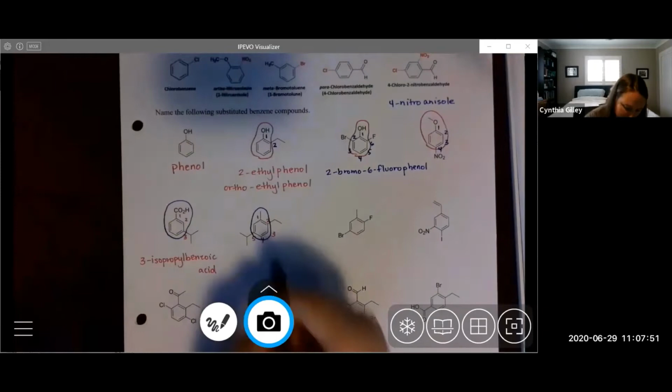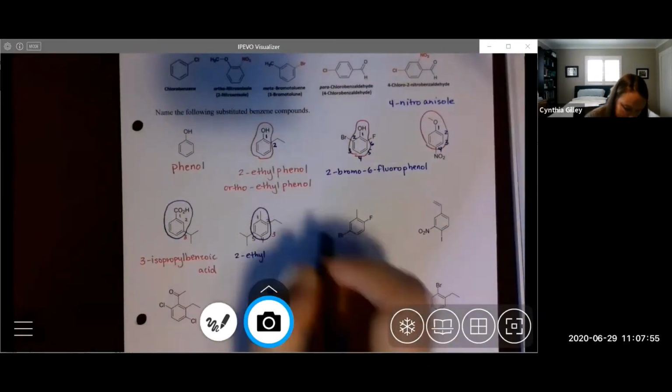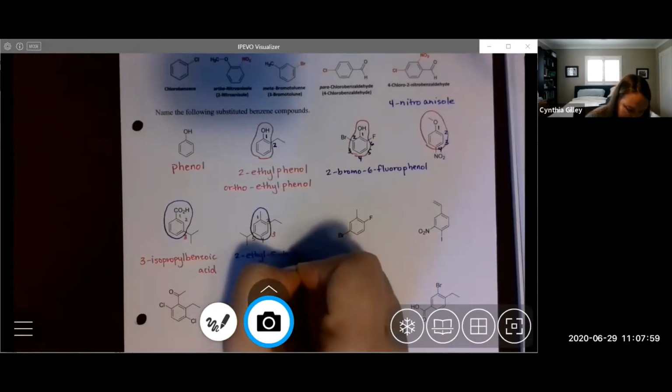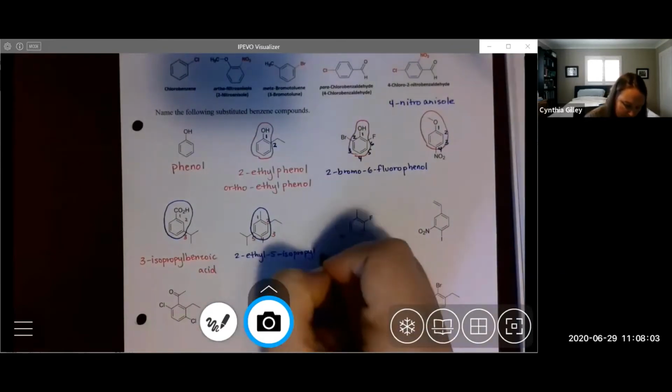So 2-ethyl-5-isopropyl, and then the parent, which is toluene.